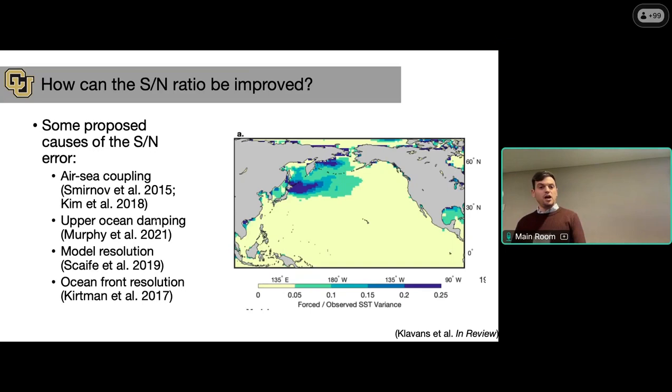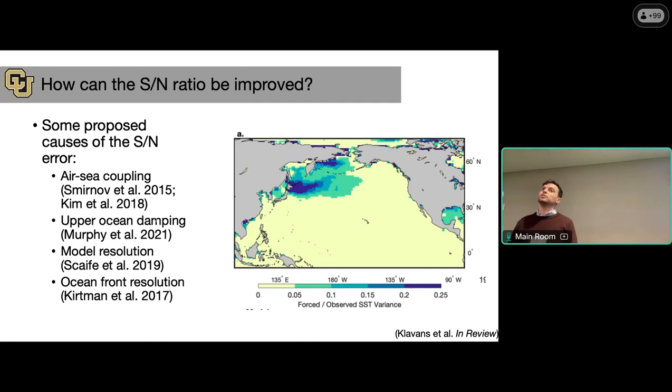an overdue talk. Some people think that air-sea coupling is too weak, especially in 1 degree, 2 degree resolution models. Some people think that upper ocean damping may be damping temperature variability too much, which would reduce overall variance. Some people think that model resolution could be improved. That's either horizontal resolution or vertical resolution, especially around the tropopause and the stratosphere. And then maybe ocean front resolution.